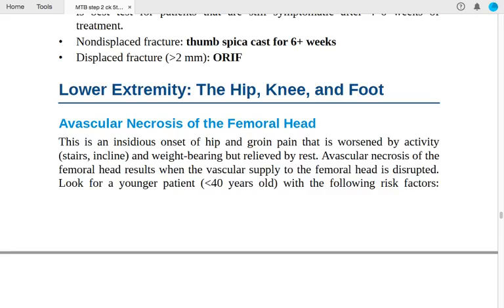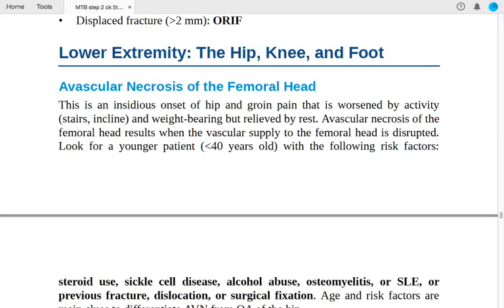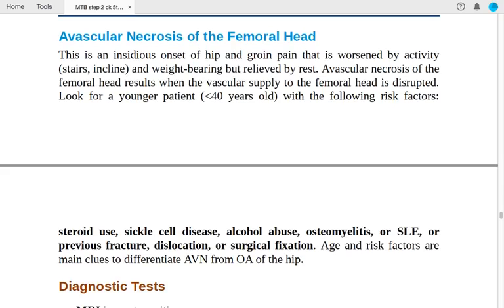Look for a younger patient, less than 40 years of age, right, with the following risk factors. If your patient is young and has any one of the following risk factors, you have to look for that: a history of steroid use, sickle cell disease, alcohol abuse, osteomyelitis, systemic lupus erythematosus, or any previous fracture, dislocation or surgical fixation history. So these are all the risk factors, especially in young patients, right?